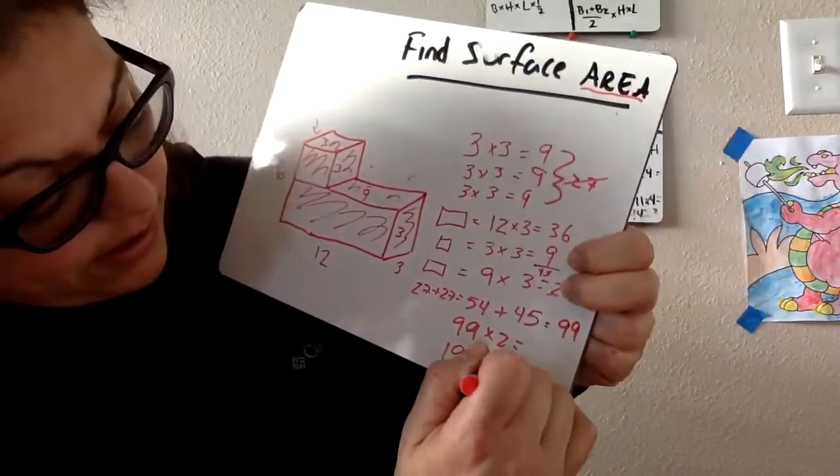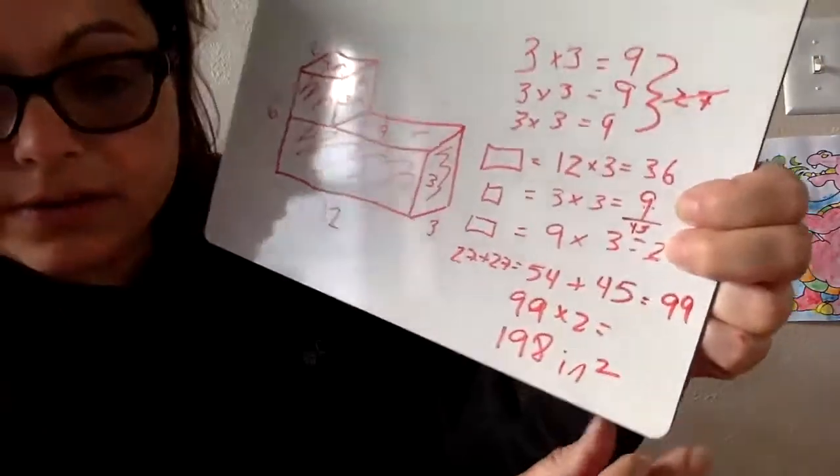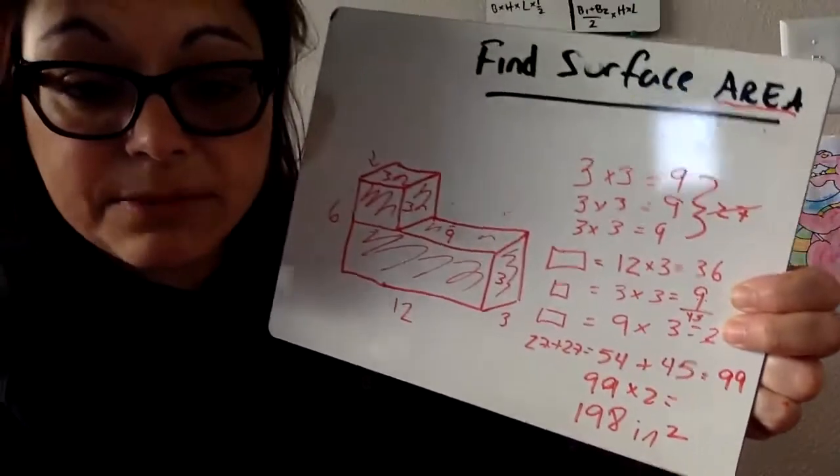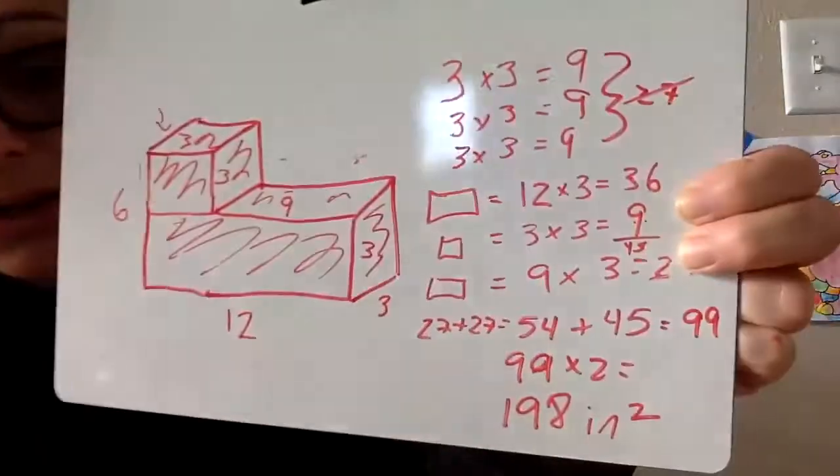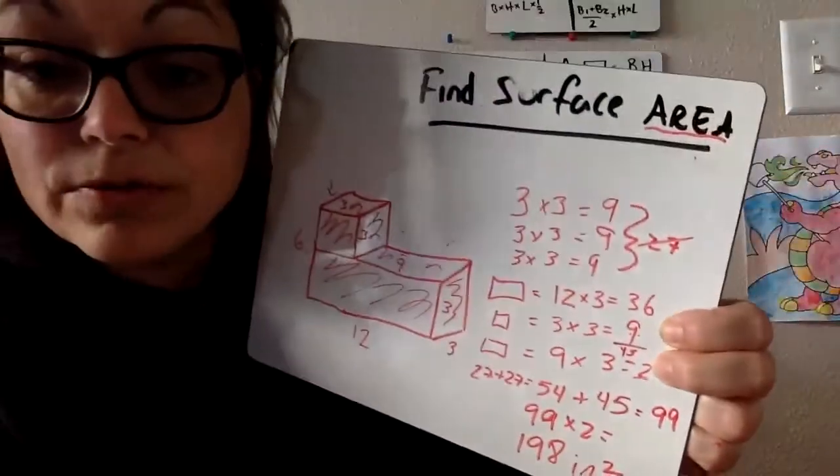Gotta label it. Inches squared. I always try to make it difficult for myself. I don't know why. 198 inches squared. And that's the surface area.